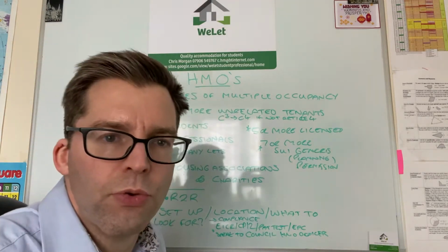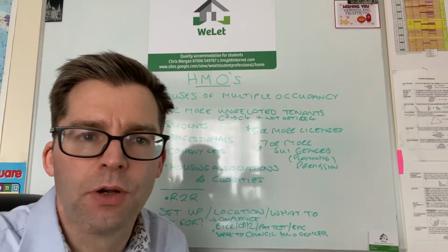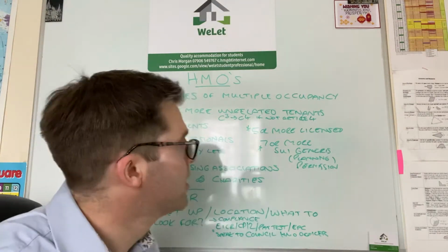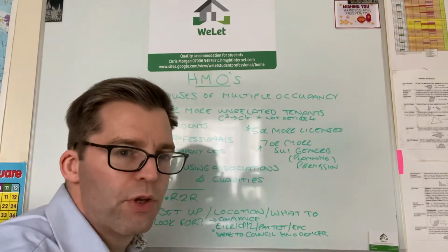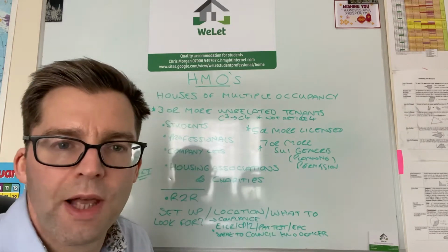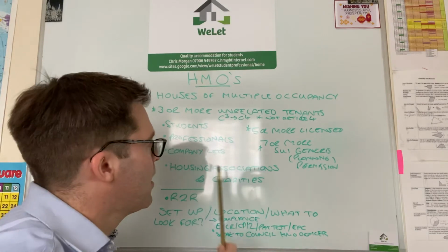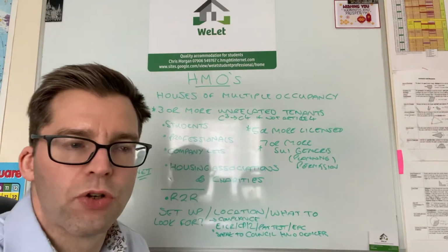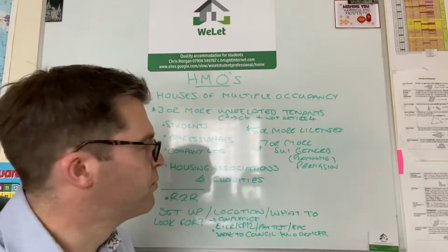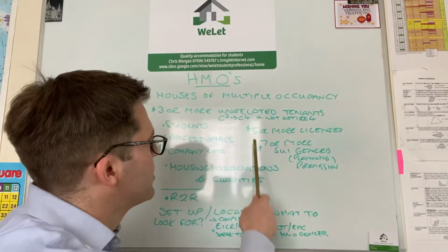Today I'm just going to go through HMOs with you, what they are and what they can do for you. So an HMO is a house of multiple occupancy. That essentially means you have three or more unrelated tenants in the house, and you're letting rooms individually to those tenants. Now, a conventional house that you're letting to a family, for instance, or your own house, would be classified as C3 planning wise.